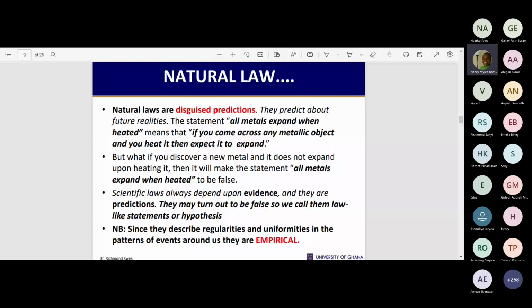Why are you saying that? Because you have some information, empirical content, that will help you to do what? A prediction. So empirical laws inform our prediction.